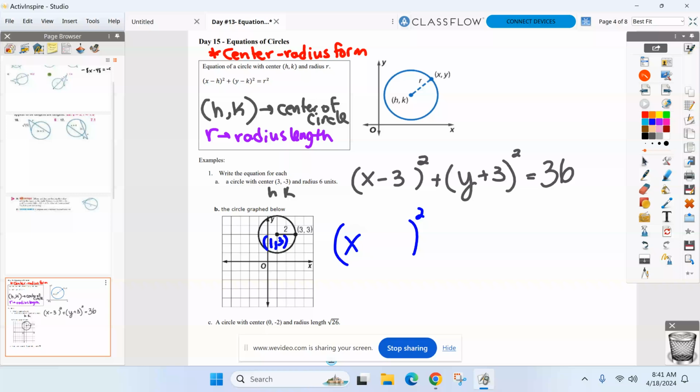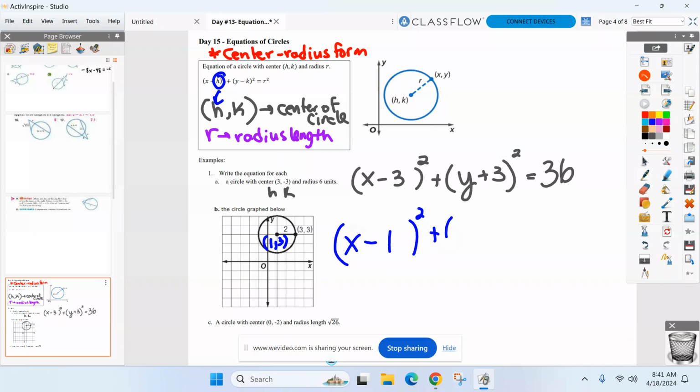Whoa. Got to plug my h value in, right? Which is the first coordinate of the center. Okay, why are you doing plus 1? It's x minus the h value. Oh, minus 1, right? X minus whatever the h value is, which is 1. Done.